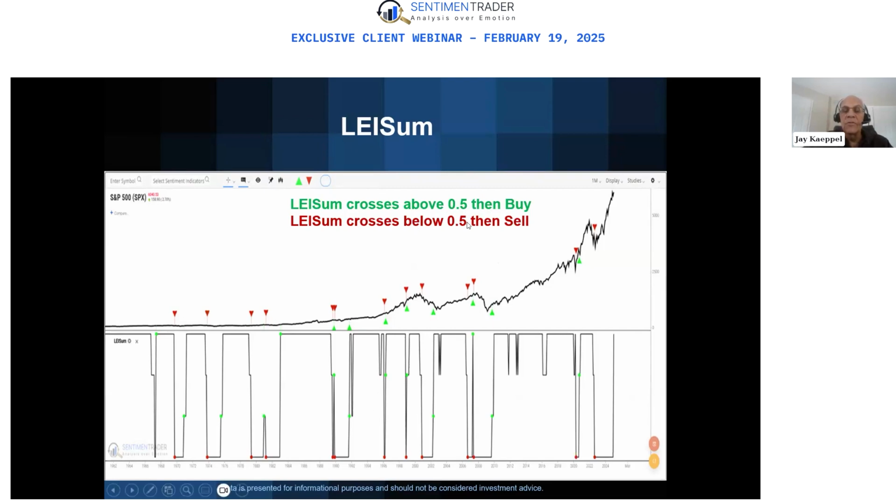and vice versa. If it drops below there and hits 0, then you get a sell signal. Now, I don't have the last green arrow, but there is a green arrow now. If you look over on the far right, you see this model just at the end of January got back to a 3. So you can see the upside here.